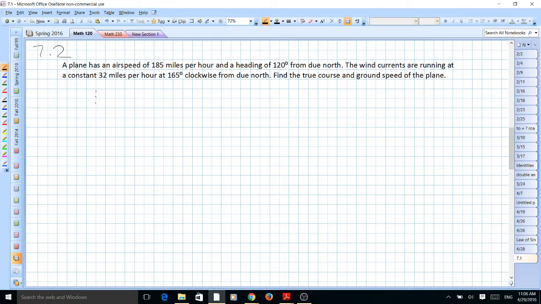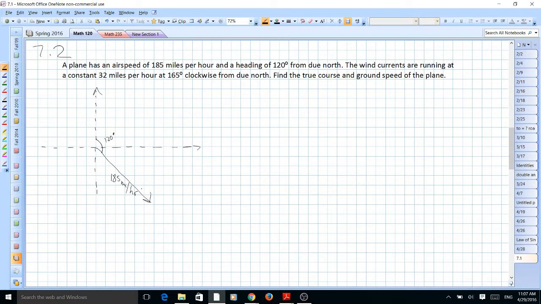So the hardest portion of this problem is to actually picture what is going on in here. I know that the airspeed is 185 miles per hour with a heading of 120 degrees. So from north, I know it's 120 degrees clockwise direction because this is how heading works. So this is my 120 degrees and 185 miles per hour. So let's start here.